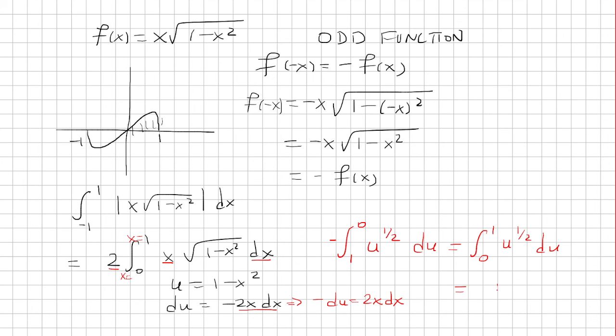So the antiderivative of u to the 1/2 power is u to the 3/2 times 2/3, going from 0 to 1. Plugging in 1, you get 2/3. If I plug in 0, I get 0. So 2/3 minus 0 is 2/3. So the total area from negative 1 to 1 is 2/3.